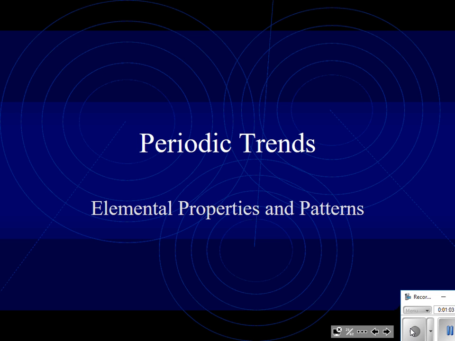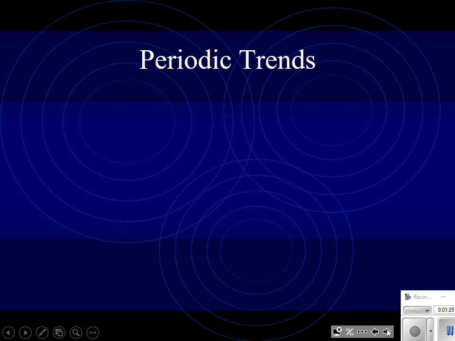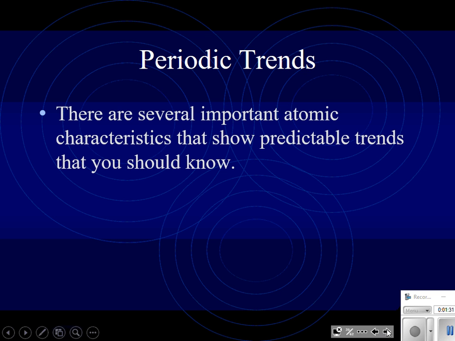of elements. And remember, this is one of the key things that Mendeleev used when he set up the periodic table. He said, these elements have similar properties, so I'm going to group them together. So we're going to talk about these properties and patterns that exist. So, periodic trends.